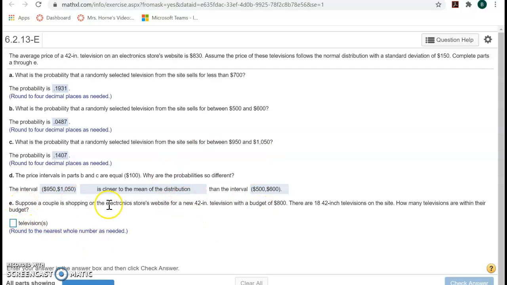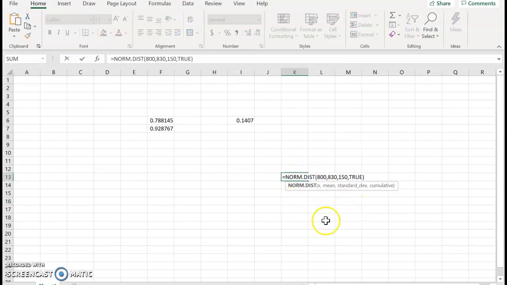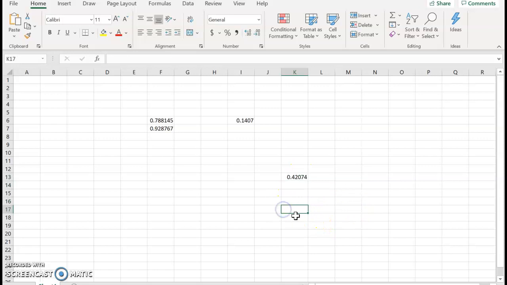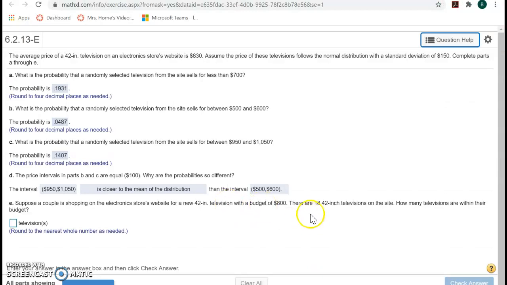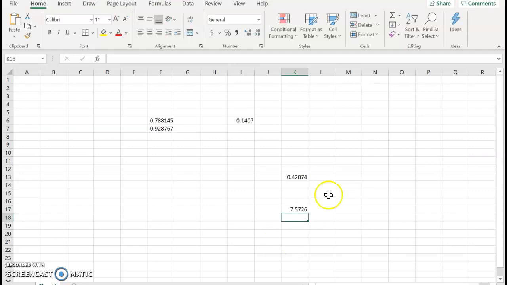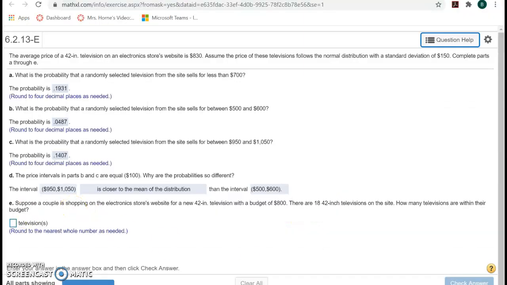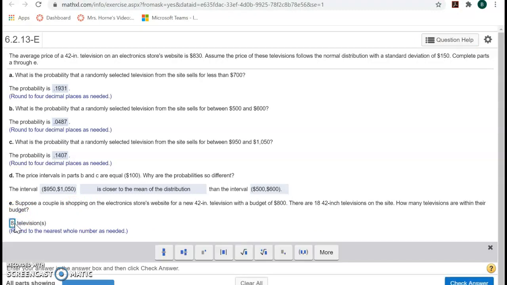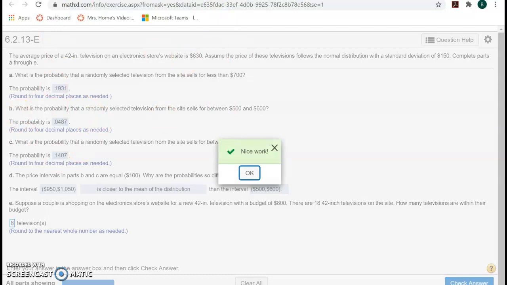Suppose a couple's shopping and they have a budget of 800. How many televisions are within their range? You would find the probability that X is less than 800, like we did in Excel, and I got 0.4207. So you do 0.4207 times the 18 televisions to see how many you could buy, and it's 7.5. That would round up to 8. You would be able to buy 8 televisions.